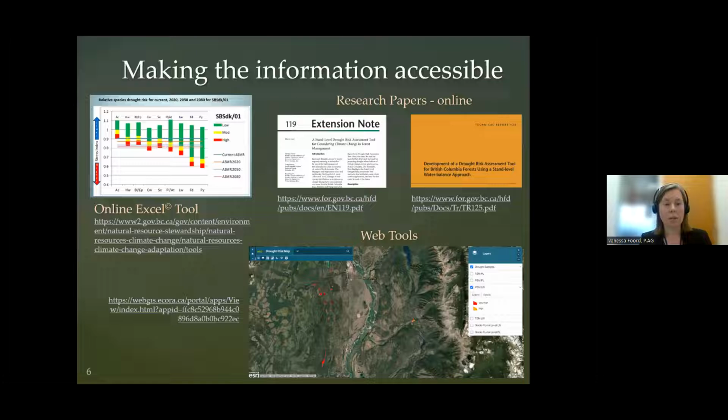So basically what a forest practitioner could do is once they know what ecological unit they'll be working in, they can go and use that Excel tool and input their site and information about their soil moisture regime and get an output of tree species specific mortality risks in the future. And then we also wanted to develop some web tools to make the uptake of the information even more digestible, and showing an example of that there. So people could spatially see what areas might be of current and future risk of drought.